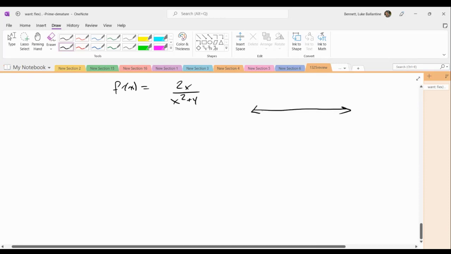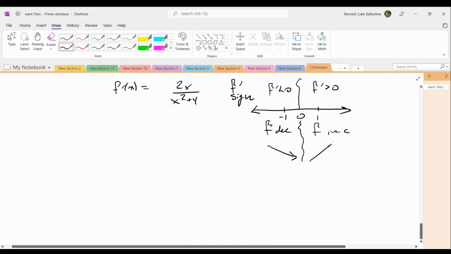And we have our number line. We have x is 0. And then we have the sign of f prime. So before 0, we get f prime is less than 0. Plug in like -1. Plug in +1 on the other side, we get f prime greater than 0. So this tells us f decreasing, f increasing. So once again, it's a minimum.